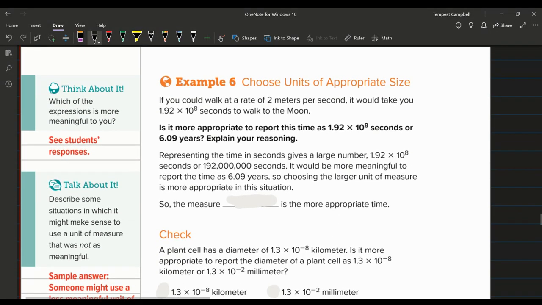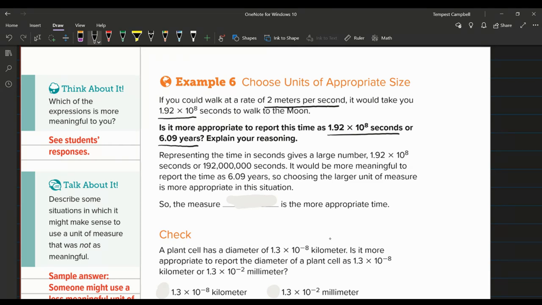All right, example, choose units of appropriate size. If you could walk at a rate of 2 meters per second, it would take you 1.92 times 10 to the power of 8 seconds to walk to the moon. Is it more appropriate to report this time as seconds or in years? Explain your reasoning. Do we want to think about seconds going to the moon? Or would it make more sense for us to think about it in years?